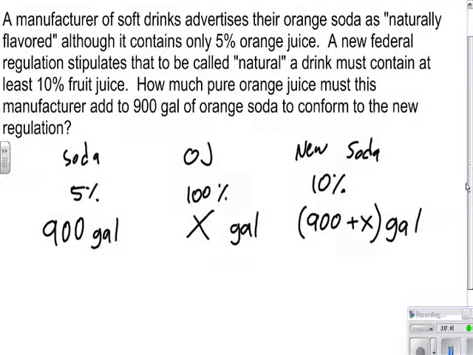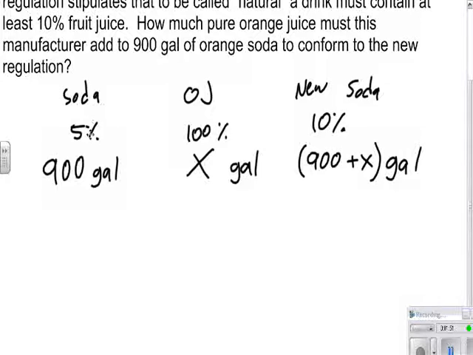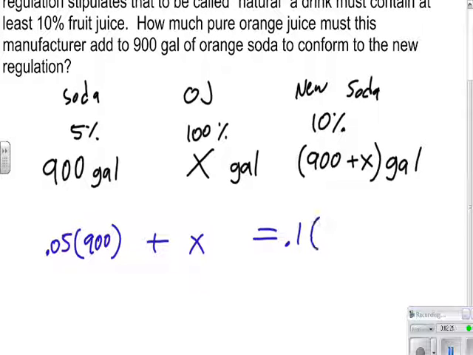So from here, we can actually solve this just by writing our equation with how much orange juice is in each part. There's 5% orange juice of this 900 gallons. There's 100% orange juice, so of x gallons. And we need that all together to be 10% of our total drink solution, which is 900 plus x gallons.